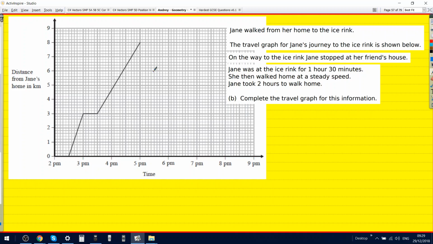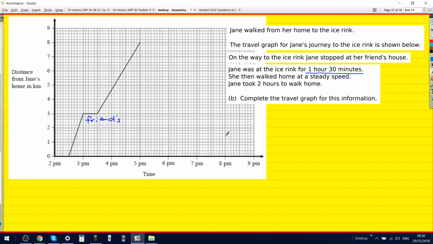Okay, so when it says Jane took 2 hours to walk home, would you draw a straight line going towards 7 p.m. to show 2 hours? It says before that she was at the ice rink for 1 hour and 30 minutes. Yeah. So this is where she stopped at her friend's house. Oh right, yeah. Okay, sorry.